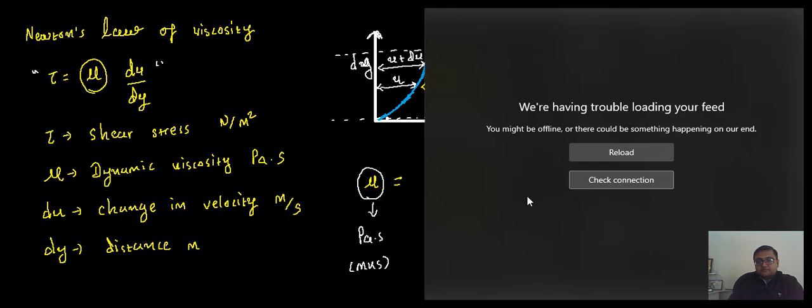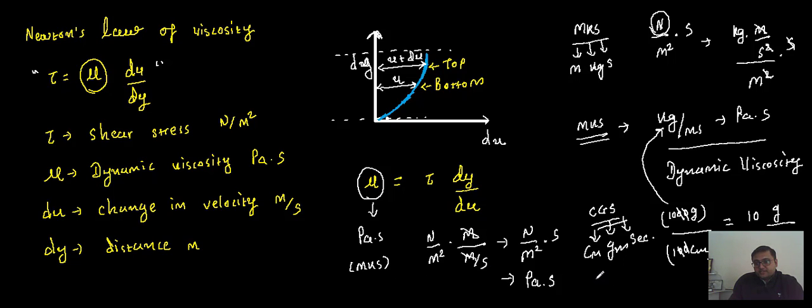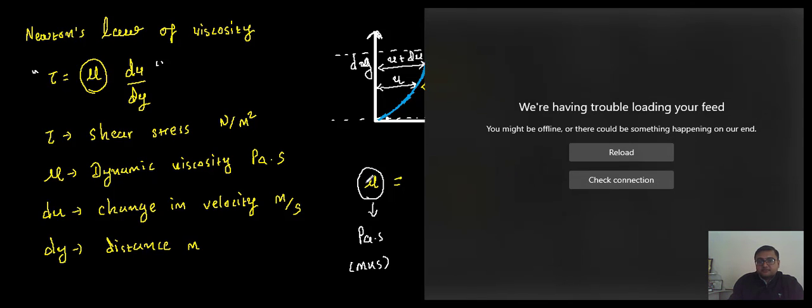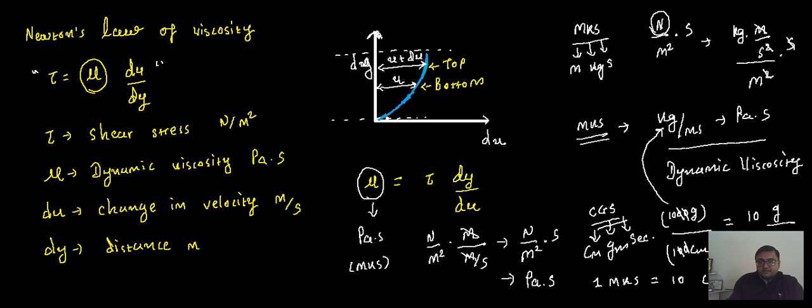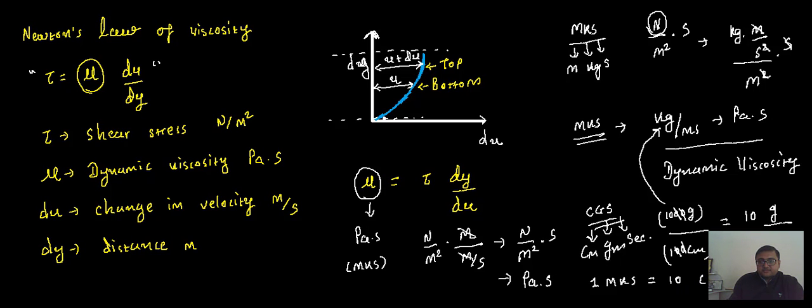So 1 mks unit is equal to 10 cgs unit, correct? Further, if I want to discuss it a little bit further, I am writing over here. What is the mks unit? Pascal into second. So 1 pascal into second is equal to 10 grams per centimeter into second. That is also called gram per centimeter into second, or the CGS unit of the dynamic viscosity.